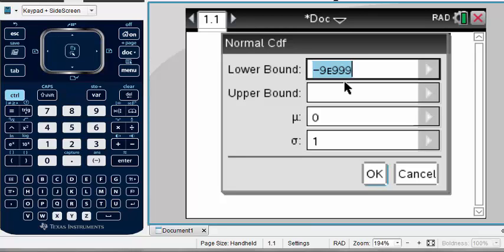If you can hear in the background, you might hear my son. He's just really excited about the normal distribution. He loves this stuff. It's great.